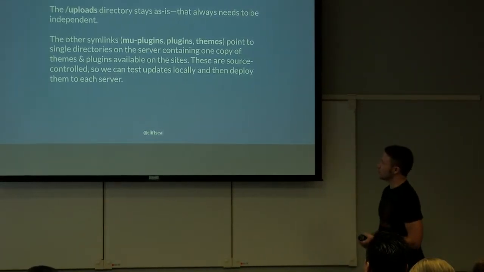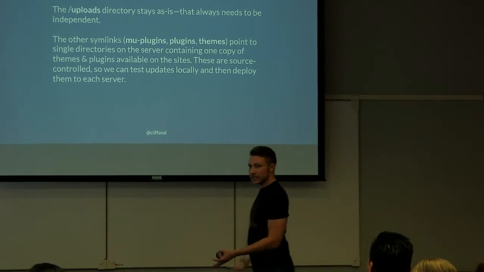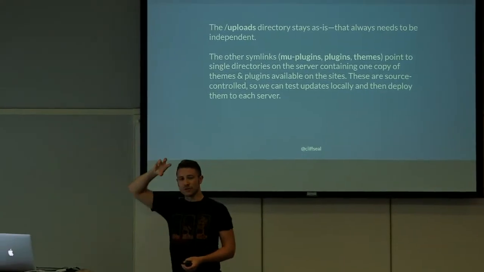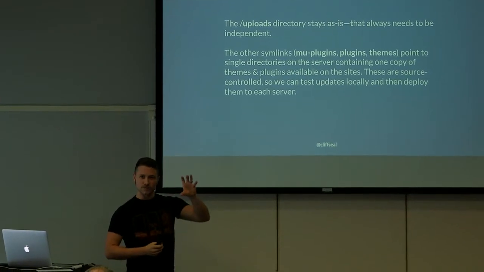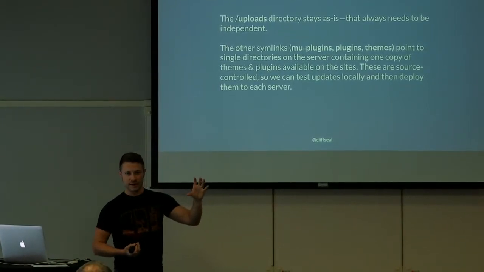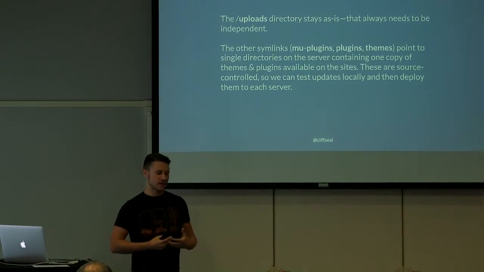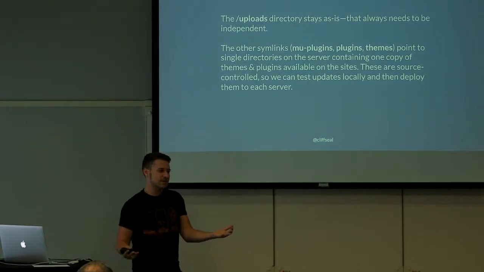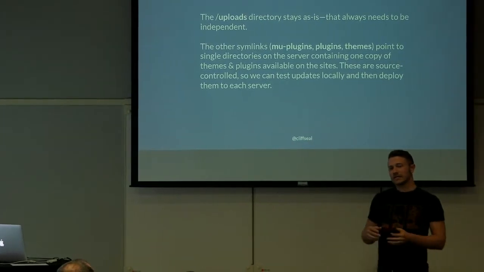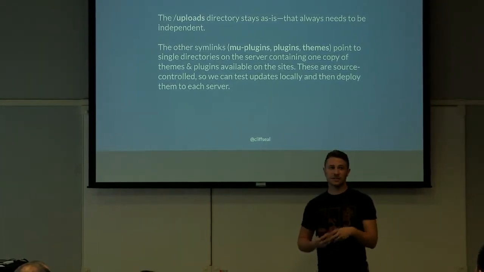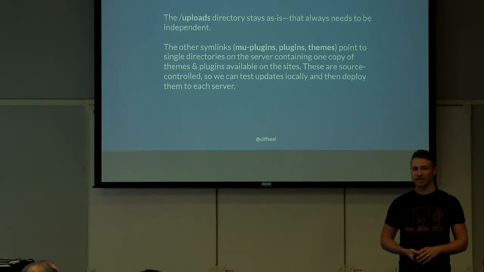The other symlinks point to single directories on the server containing one copy of the themes or the plugins available on the site. So the way that we do this in particular is that the directory that has MU plugins, themes, and plugins in their own three directories, that whole repository there is a single source controlled repository. So that's used on all internal development and staging servers. Everything is updated in one place. So you know, your commits are pushed to a single repository after they're tested and linted and whatever else, they're pushed out to deployment. And this is really great because as long as you do your commits and updates thoughtfully and make sure you do it in the proper types of chunks that can be easily rolled back and understood if something breaks, it's really nice.